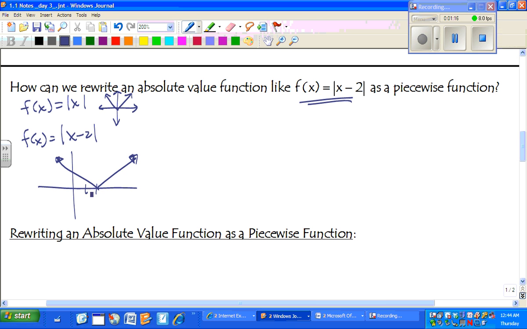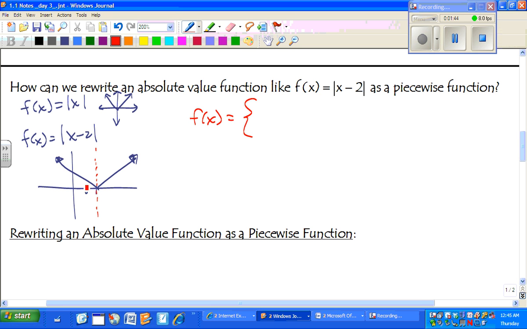So basically all this is two lines put together. Right? And that's what we're looking at with our piecewise functions, two graphs that are kind of merged together. So what we're doing now is taking this and rewriting it as a piecewise function, two parts.